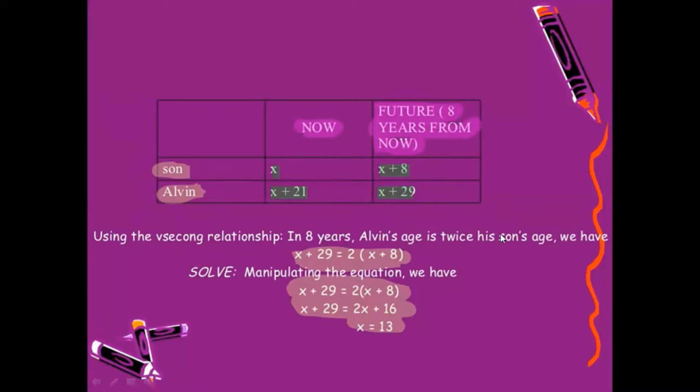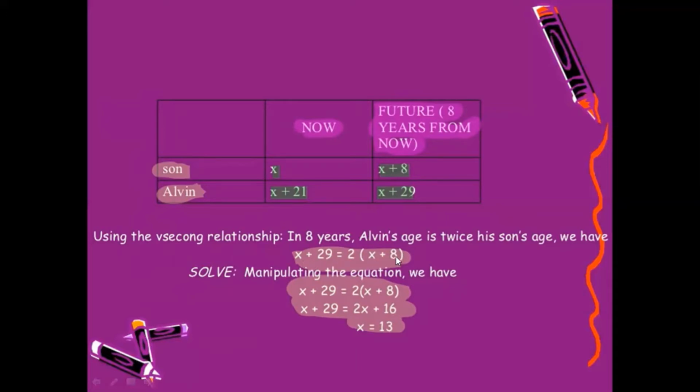Now, going back to the original problem, after the 8 years, their relation will become that the father will be twice as old as his son. Now, twice, what I mean to say is that this is the age of the father, x plus 29, as we can see from the last column of this table. So his age will become double the age of his son after the 8 years.